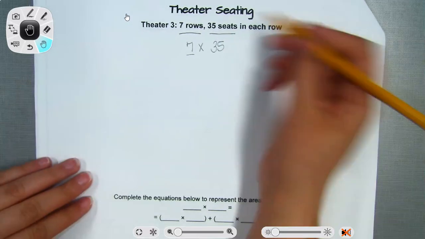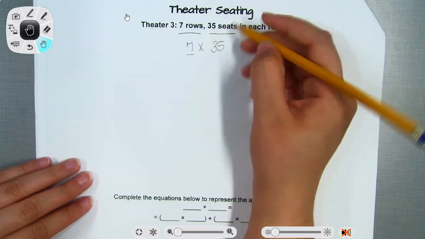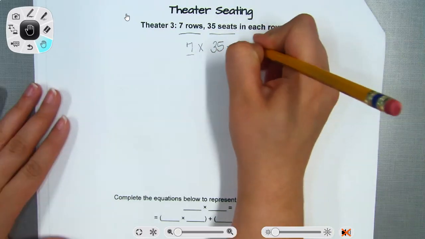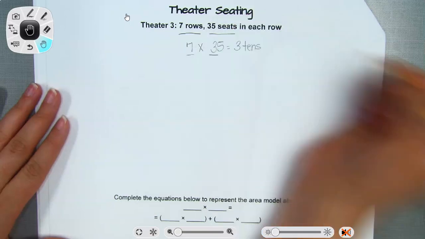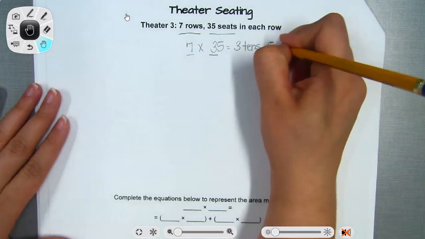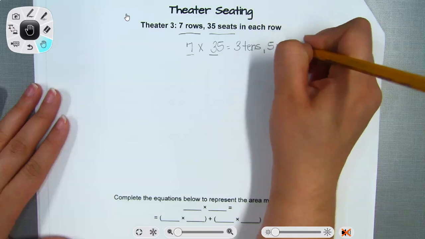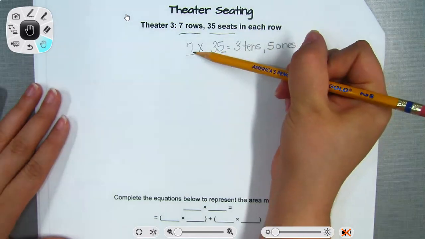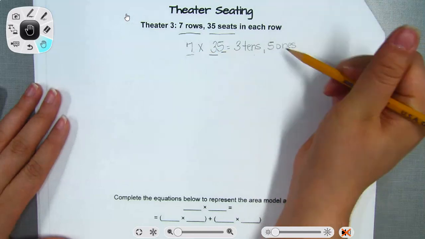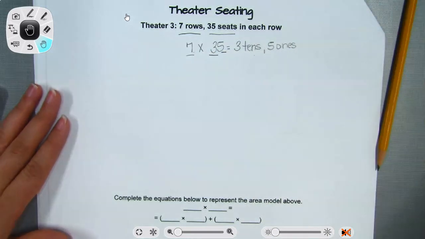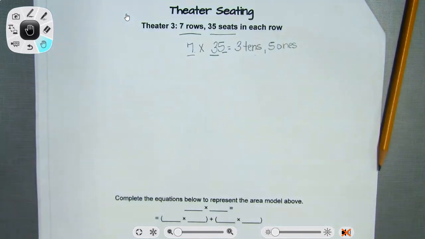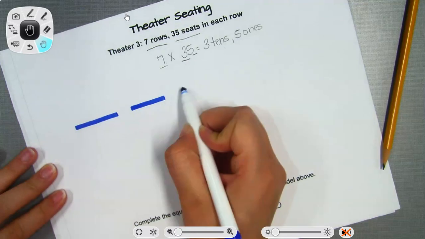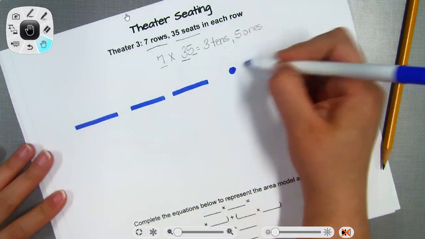Now, 35, I'm going to break that apart into tens and ones. So I have 3 tens because there's a 3 in the tens place. And I have 5 ones because there's a 5 in the ones place. So in each row, I'm going to have 3 tens and 5 ones. So let's look to see what that would be. And guys, you don't need to draw this super big. So I have 3 tens and 5 ones.